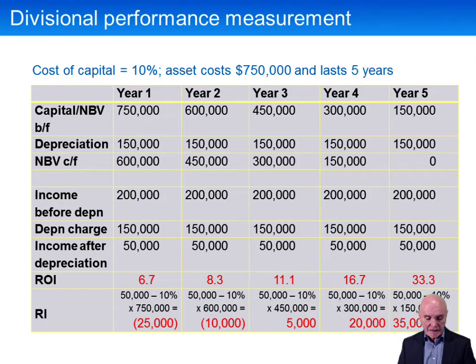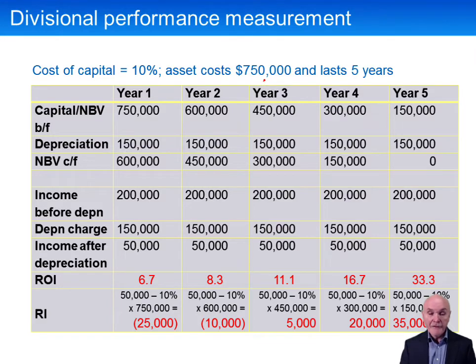Now let's look at this. It looks very complicated. We'll just talk through it very, very simply. What we have here is we have invested in an asset for 750,000. It's going to last 5 years, and it's going to be depreciated on a straight line basis. So it'll be 150,000 per annum.